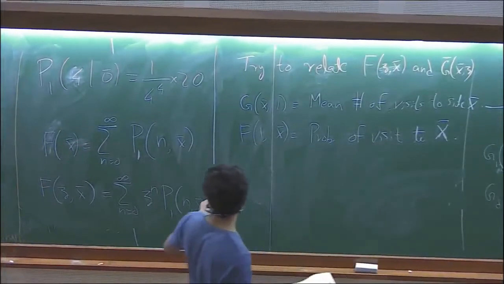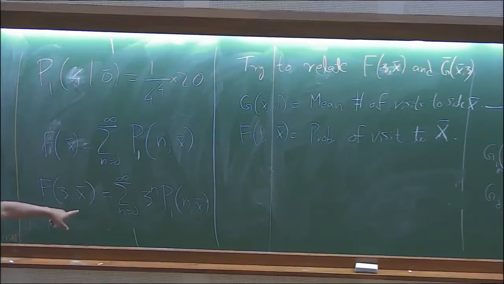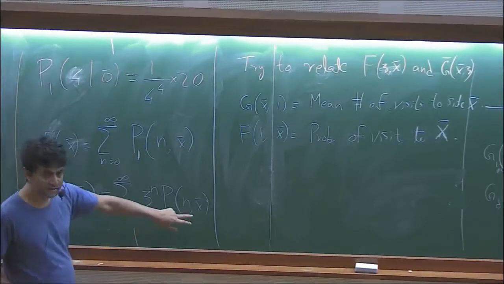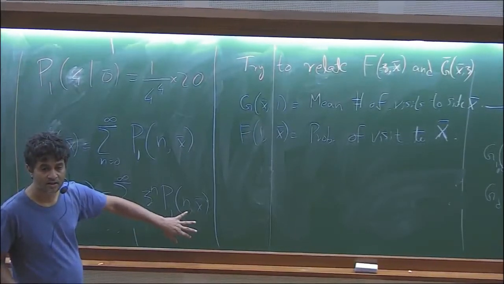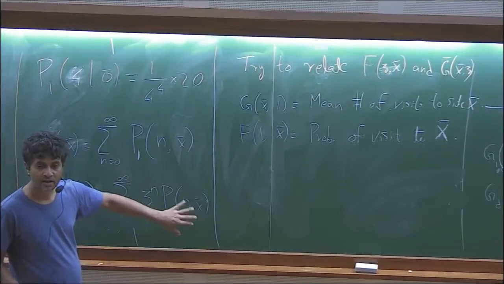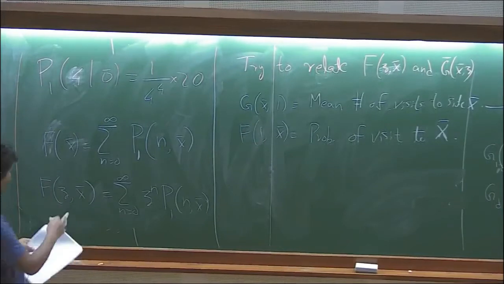One thing I said earlier is that it's like a Fourier transform. So if you know this, how do you find this? Inverse Fourier transform. What is the expression? Some contour integral, right?